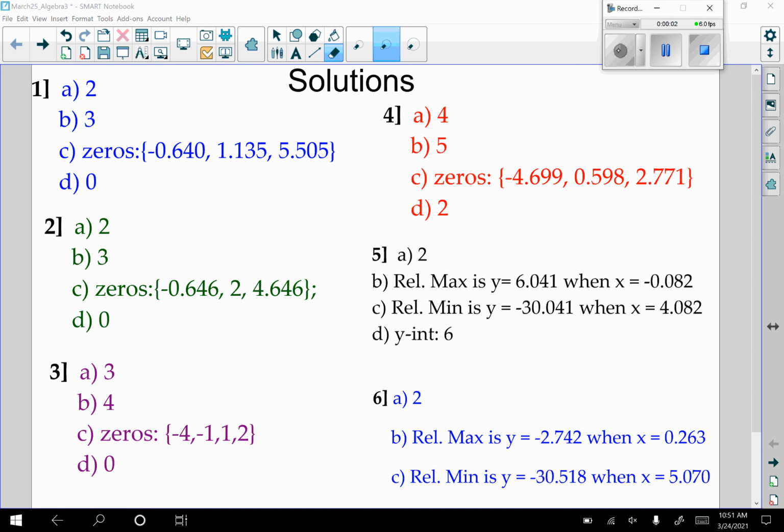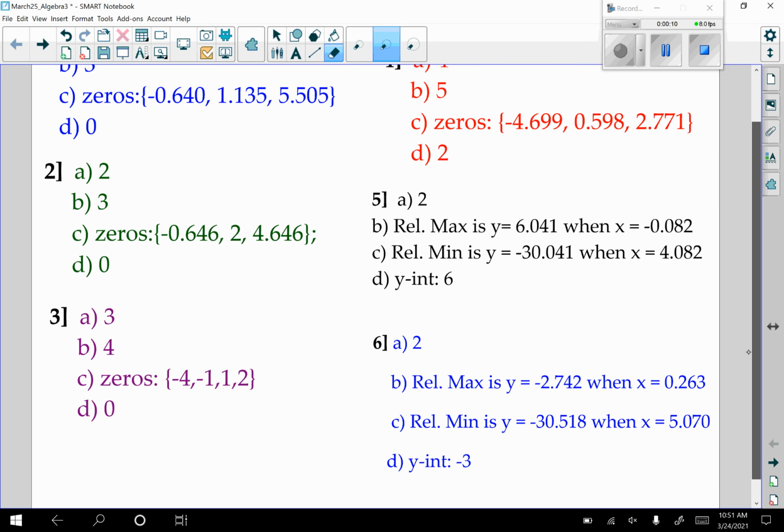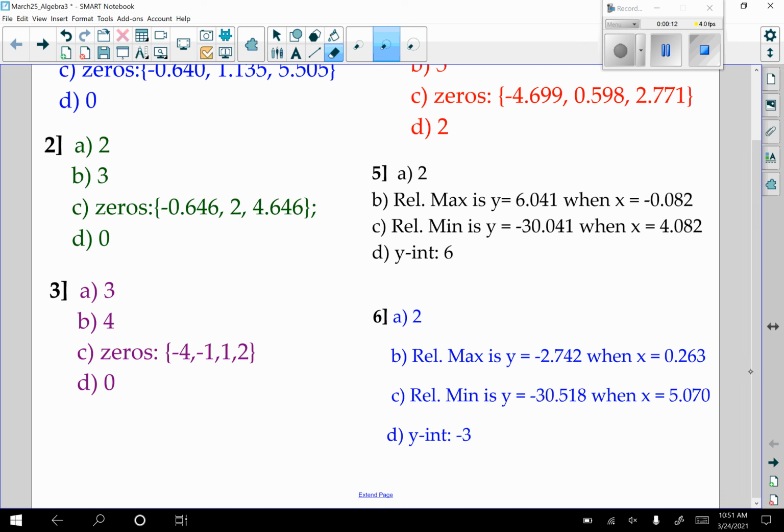Hello everyone, here are the answers to the rest of yesterday's worksheet. So I do have 1 through 4 included on here again. Let's take a look at 5 and 6. Five we did as an in-class example yesterday, so let's just jump straight to 6.